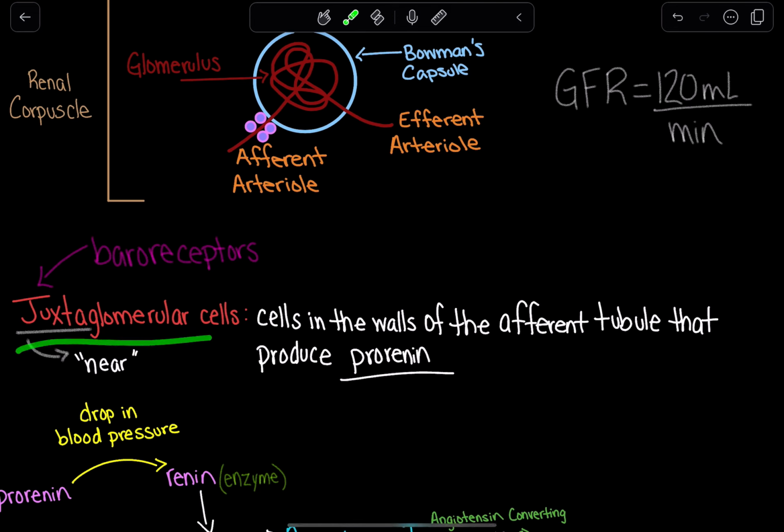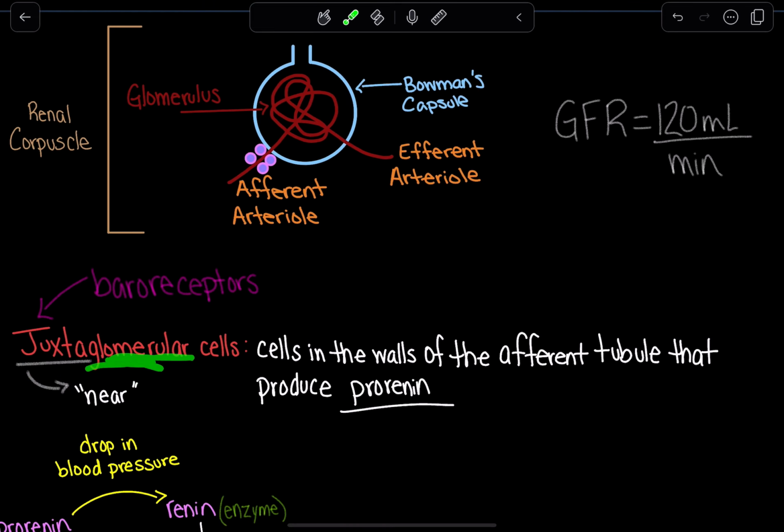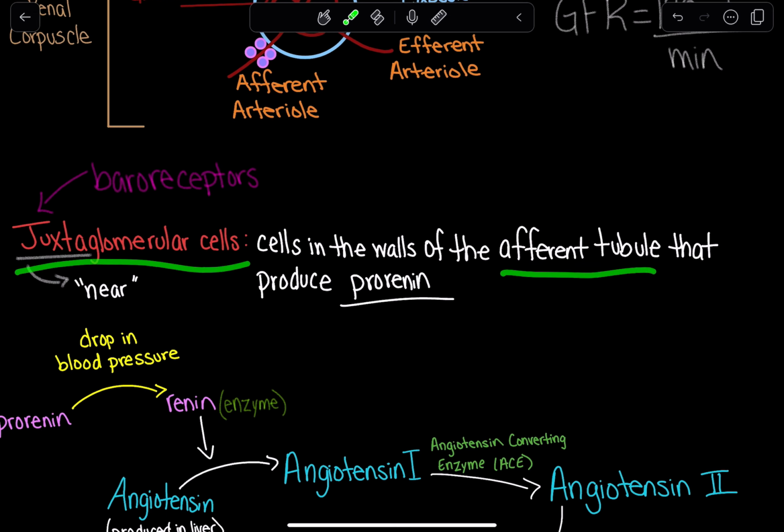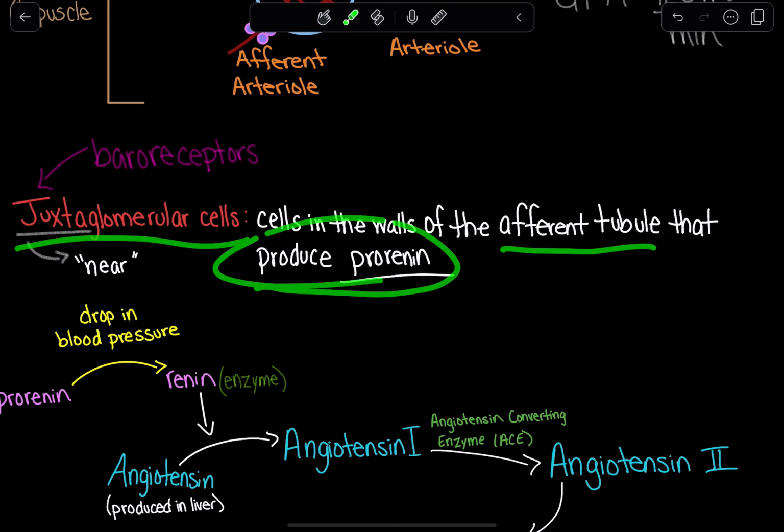So what does that mean? So juxta means near, and glomerular, we can actually make an educated assumption that that must be near the glomerulus. And if we made that assumption, we would be correct, because the juxtaglomerular cells are located in the afferent arteriole near the glomerulus. And these cells are baroreceptors. Baroreceptors meaning that there is just a specific type of mechanical receptor which will detect blood pressure. And these juxtaglomerular cells found in the walls of the afferent arteriole produce prorenin.